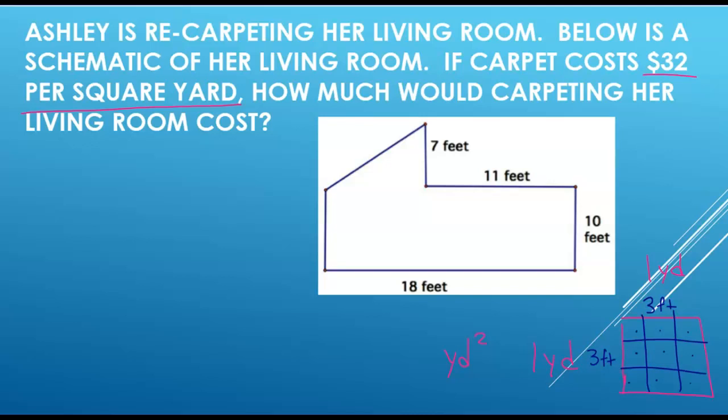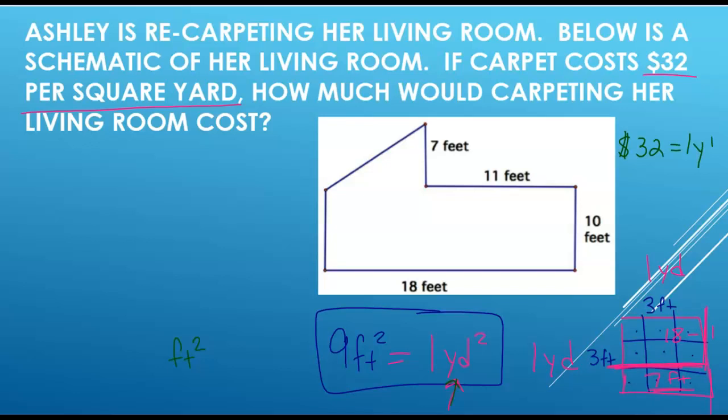So 1 square yard, the one in pink, is equal to 9 square feet. Go ahead and add that to your conversion sheet. That is always true. So if I can find the area of my living room, I can find the square feet, and then I can change my square feet into square yards, and then it's $32 for 1 square yard, and then I can change that to money. So let's find the square footage first.